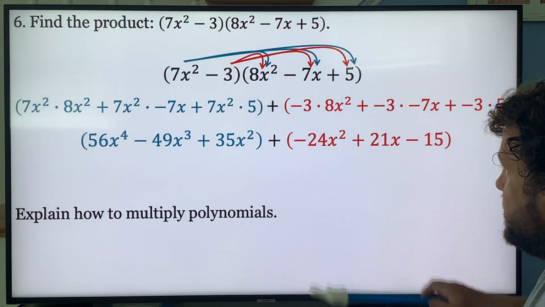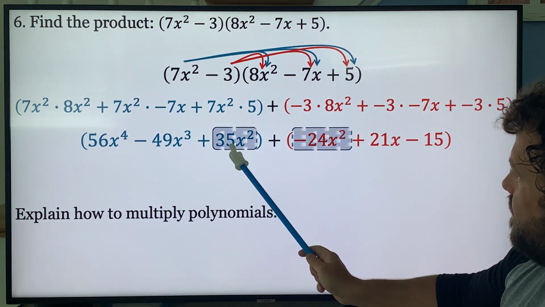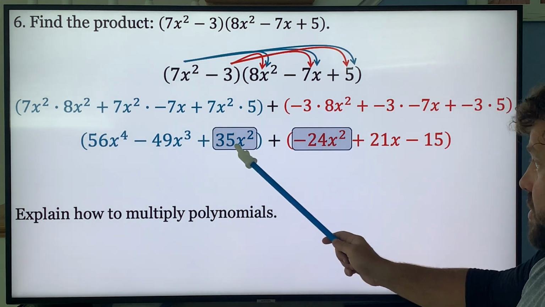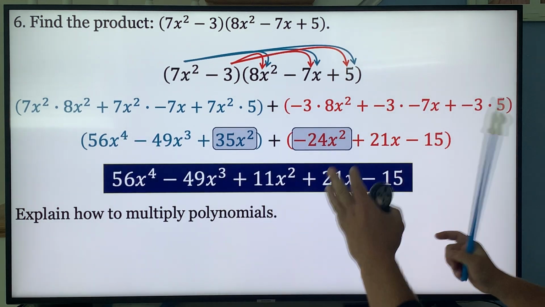After that, you combine any like terms. There's only one value raised to the 4th, only one value raised to the 3rd. These are both squared, so 35 minus 24 is 11. Only one, only one. Bam.